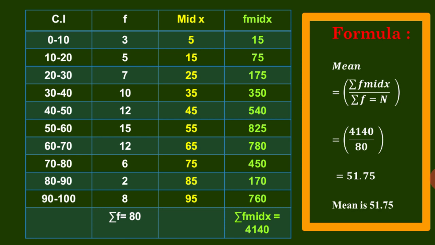4140. Now we are going to substitute these two values, that is the summation of f into mid x values and the sum of f values, in our formula. Our mean formula is summation of f into mid x divided by summation of f, equal to n. Our numerator answer is 4140 divided by our n value, which is 80. Just cancelling, it becomes 51.75. Therefore the mean is 51.75. Are you clear?